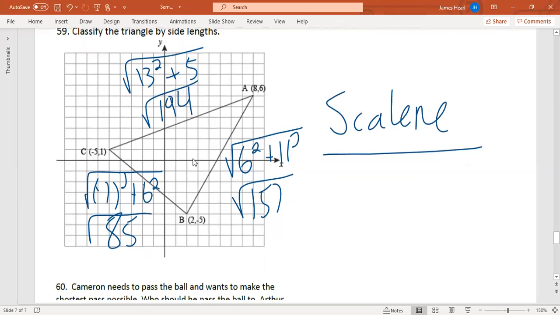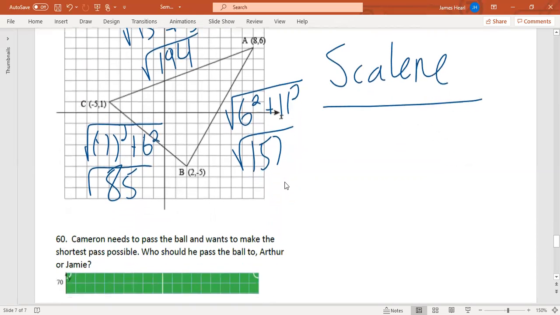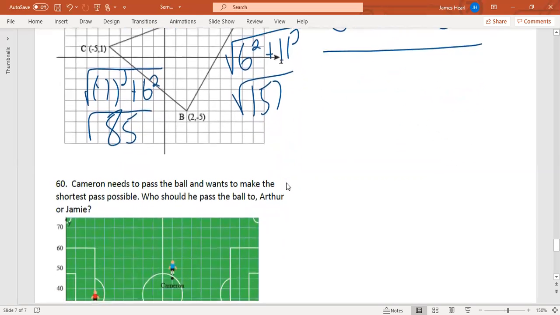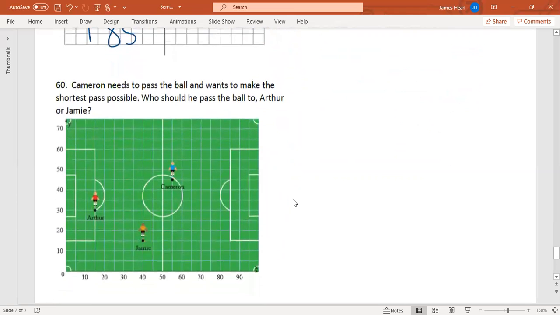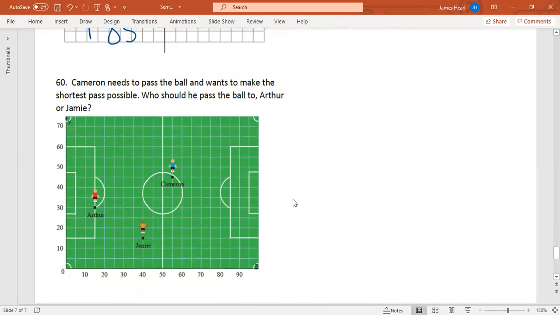Last but not least for this chunk, in 60, Cameron's going to pass the ball and is asked to figure out the shorter pass. So who should he pass it to, Arthur or Jamie? That's basically, let's just do two distance calculations and figure it out. Cameron sits at 55, comma 45. Let's do Arthur's first. So Arthur is at 15, comma 30.